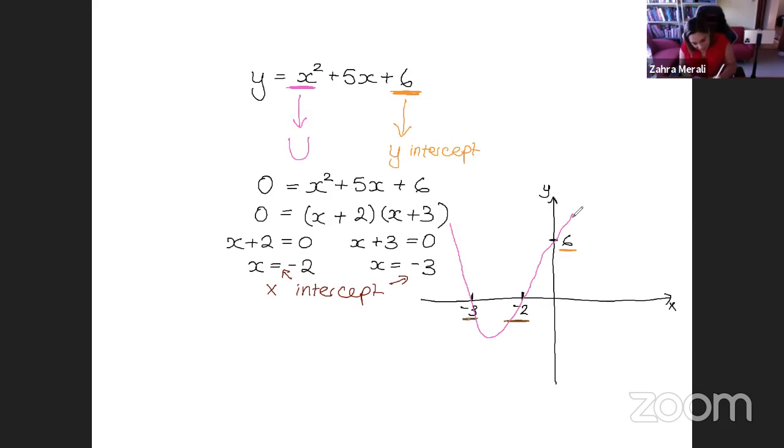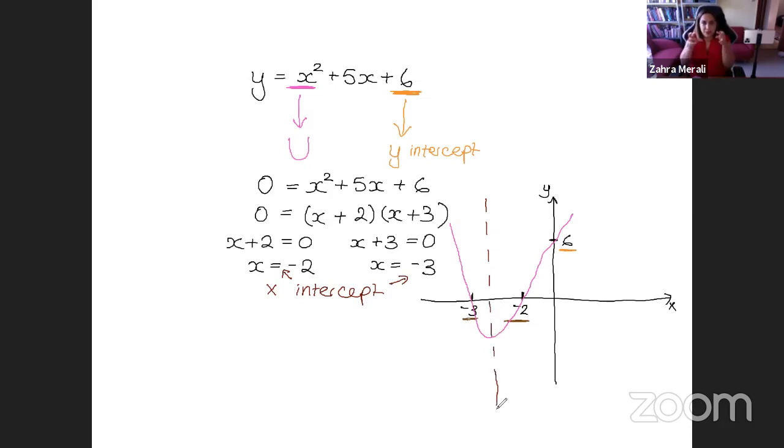And that turning point, because we know that the whole graph is symmetrical, we know that exactly between minus 3 and minus 2, we're going to get our lowest point. It's going to be exactly halfway.